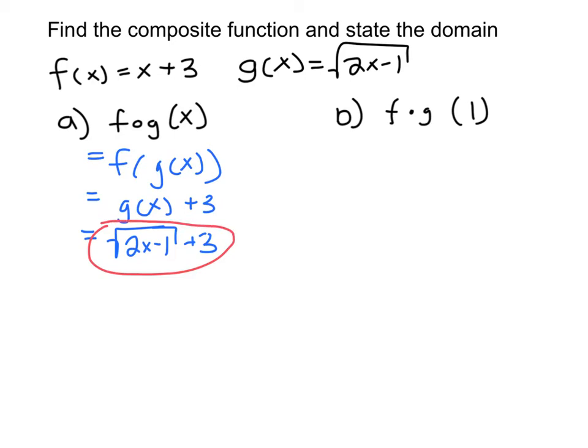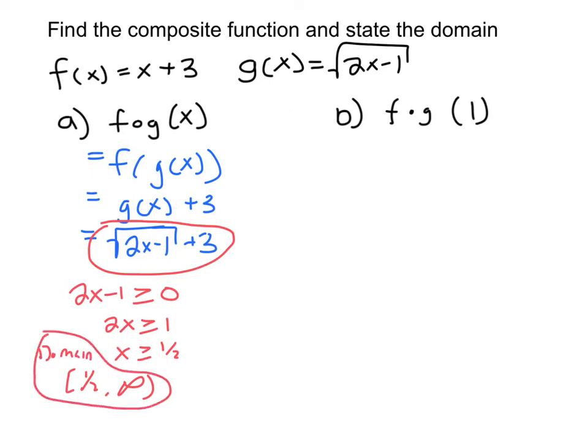Now, to find its domain, we need to be concerned that 2x minus 1 needs to be positive. So 2x minus 1 must be greater than or equal to 0. Let's add 1 to both sides. 2x must be greater than or equal to 1. x must be greater than or equal to 1/2. So the domain then would be 1/2 to infinity, and this is the domain.